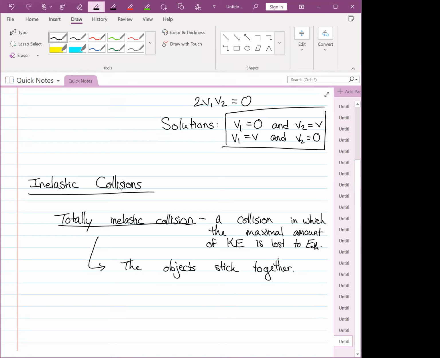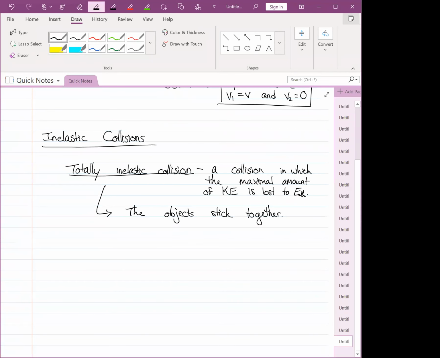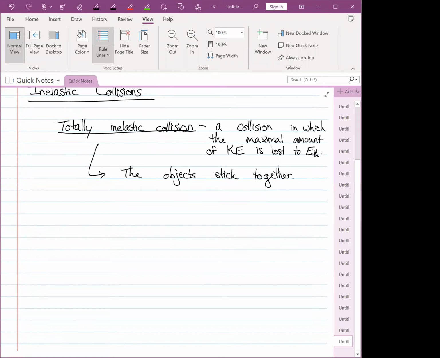Right. So we can actually express the energy condition in a different way. For inelastic collisions, we no longer have that the kinetic energy is conserved, because some of it's lost to thermal energy. For inelastic collisions, actually, let me add something else here. When the objects stick together, the implication is that the final velocities are the same. So this means that v1f is equal to v2f. And so this is an equation that we don't have.